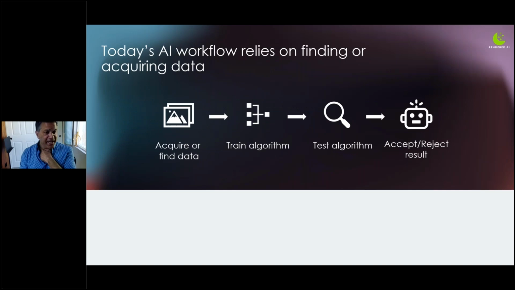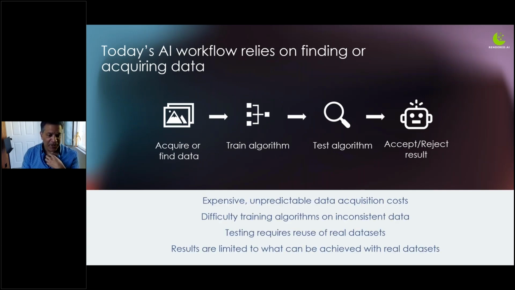Okay, today's AI workflow typically relies on finding or acquiring data. What we often find is that data scientists are essentially handed data sets, they're dumped in their lap, and they're told, do something with this, solve some business problem with the data that we're giving you. In this case, what ends up happening is you're stuck with what you get.